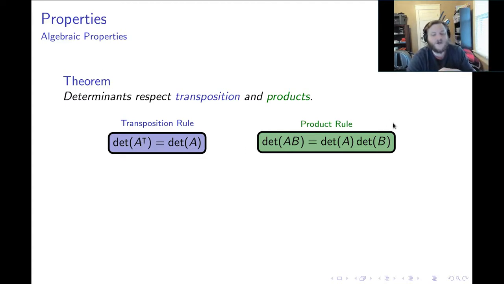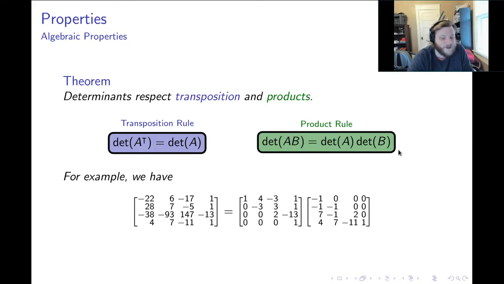It also turns out, for more complicated reasons, that determinants respect products. So the determinant of the product of two matrices is always the product of the two determinants. So let's see an example of this. So here I have a matrix factorization. On the left, I have some 4x4 matrix, and I've managed to somehow factor this matrix as the product of these two other matrices.